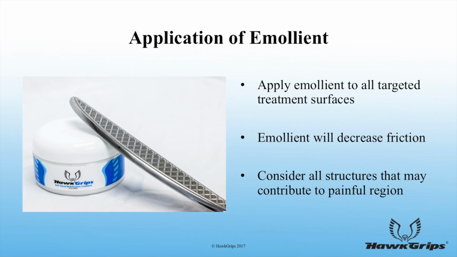Prior to beginning IASTM strokes, the clinician should apply emollient to all targeted treatment surfaces. The emollient will help to decrease friction, making the treatment more tolerable. The treatment area will not only be limited to a specific area of pain. There may be tissue restrictions proximal or distal to the injury that can contribute to your patient's pain.